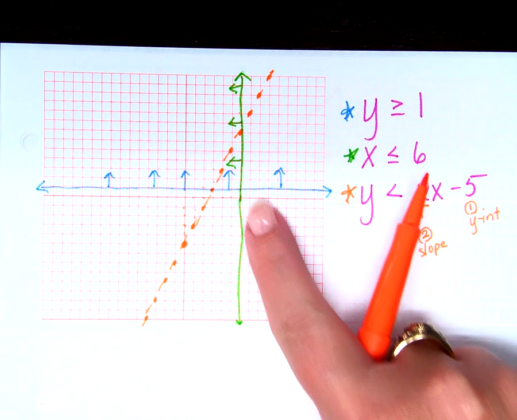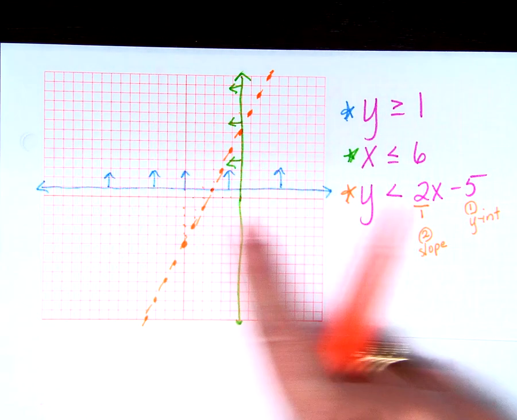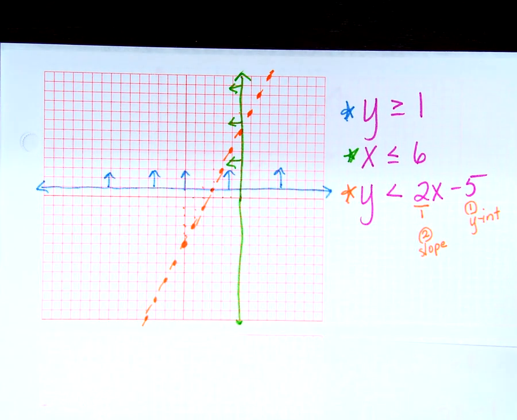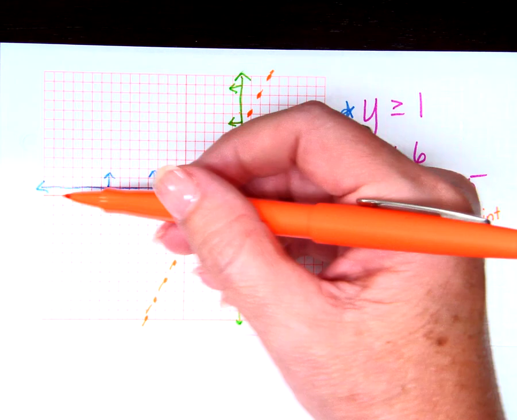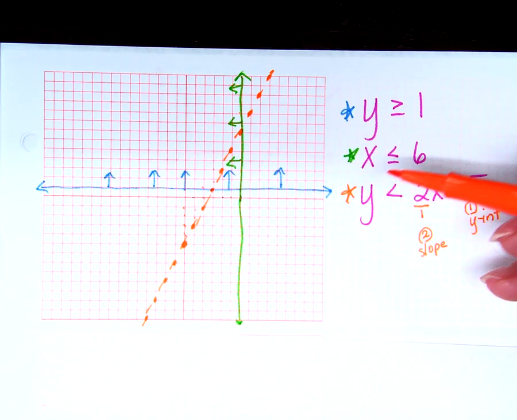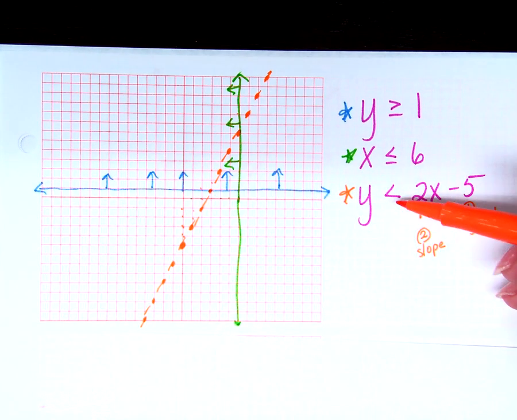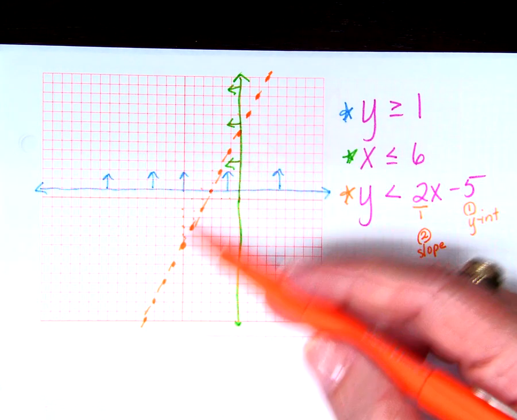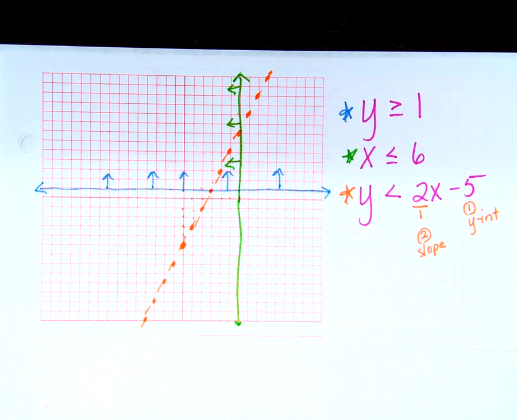So, the other two, do you see why we didn't have to worry about those? Because that's how we normally draw lines, right? If it's or equal to, it is what kind of a line? It's a solid line, right? But if it's just less than or just greater than, what kind of a line is it? It's a dotted line. Does everybody understand that?